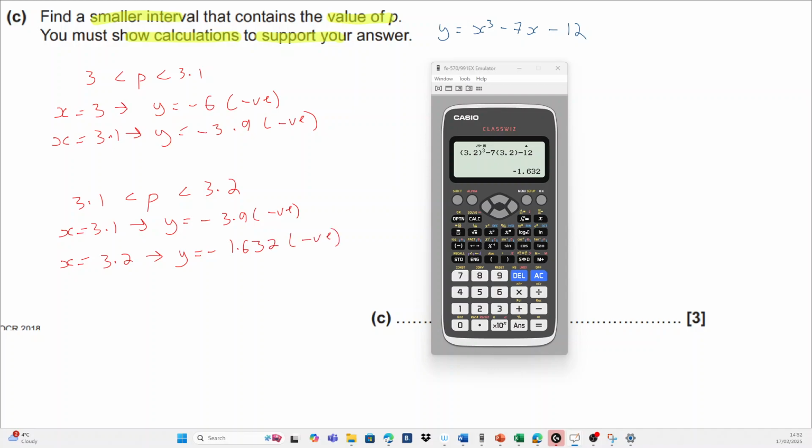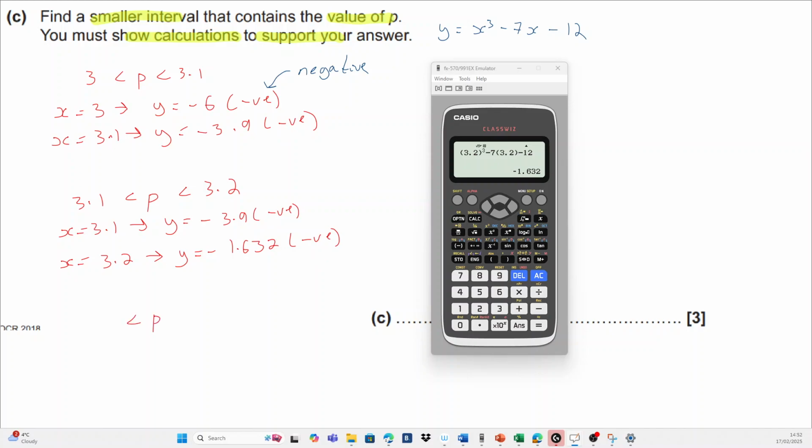Sorry, this minus VE means negative. I should have really written that. That just means minus VE. That's how I write negative, just to speed things up a little bit. But anyway, the key thing is everything is negative, so that isn't particularly useful. Let's go to your next interval, and hopefully we're going to get there pretty soon.